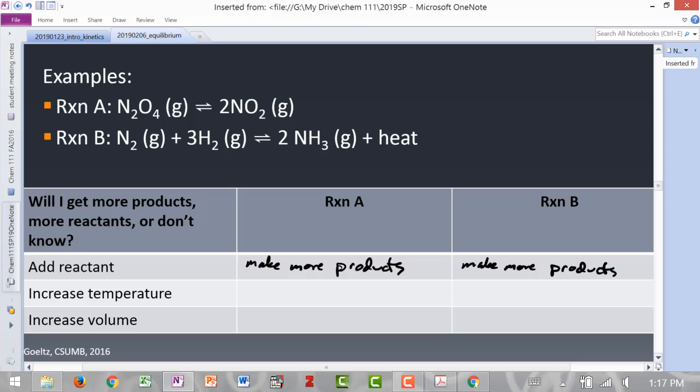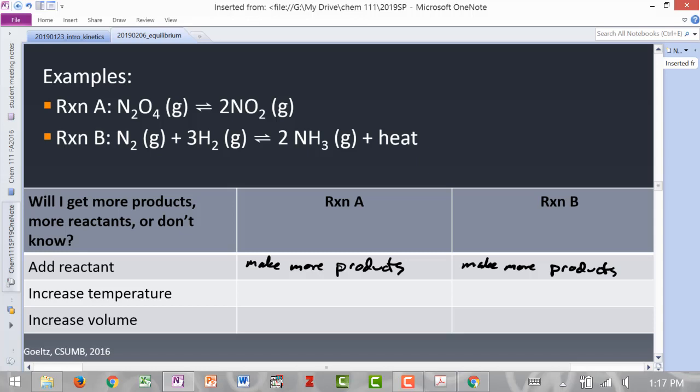I like to think of heat as a chemical. It's not, but think of it that way in a balanced reaction. Why? Because it allows me to address this. If I increase the temperature for reaction B, which shift do I expect? Make more products, make more reactants, or I don't know?